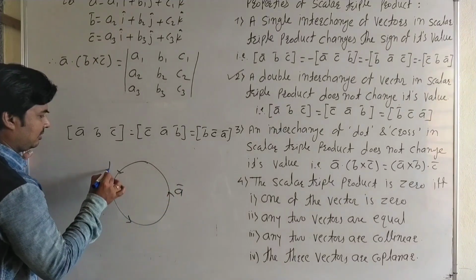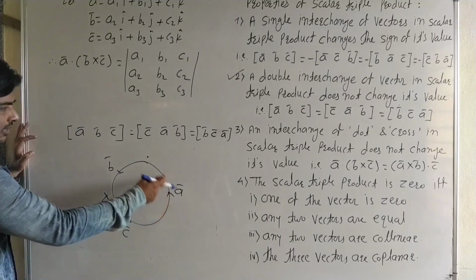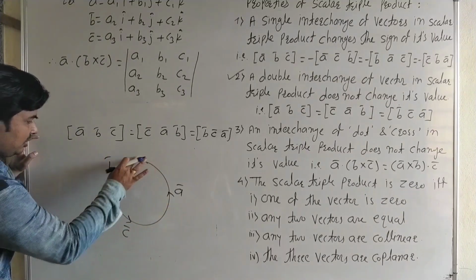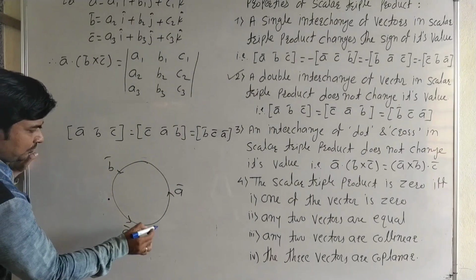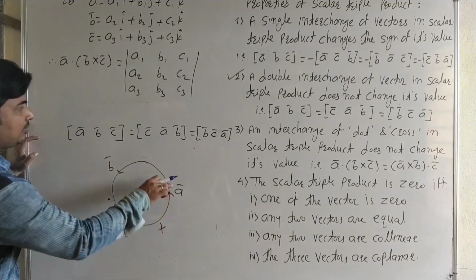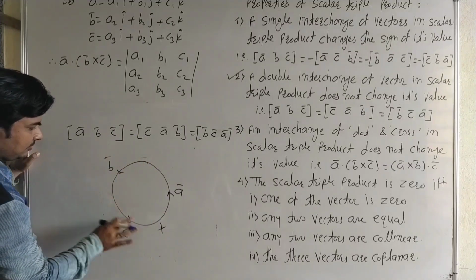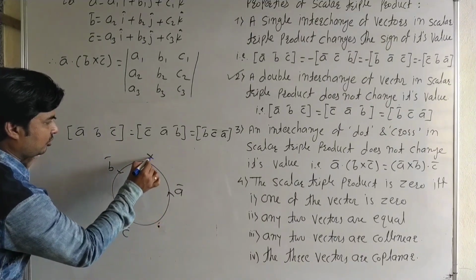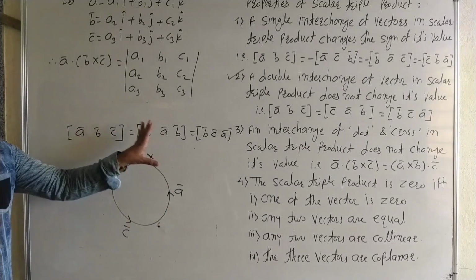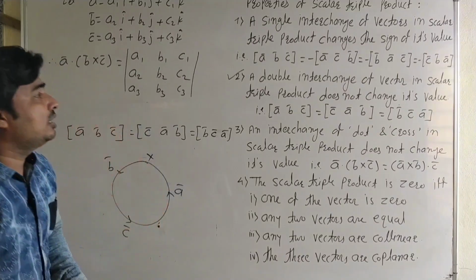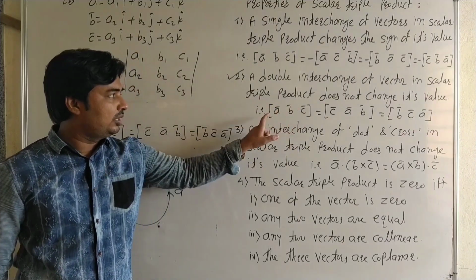Here it is A bar, B bar and C bar. See carefully, A bar dot B bar cross C bar, then B bar dot C bar cross A bar, again dot here and cross here. Then C bar dot A bar cross B bar. It is a cyclic interchange of a vector. That means double interchange in a scalar triple product does not change its value. See carefully this relation.